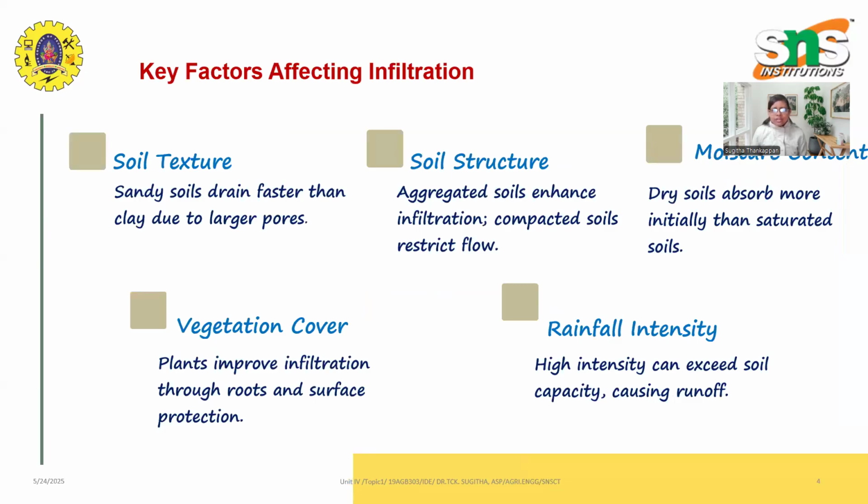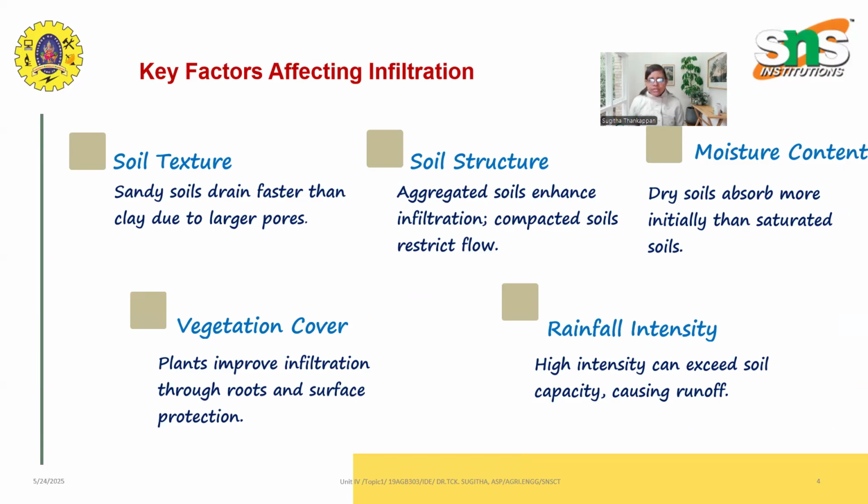Now, what are the factors affecting infiltration? First one is soil texture. How does the soil texture influence infiltration? In the previous video, we studied the three important components of a soil, that is sand, silt as well as clay. And you can remember the triangle that we learned, how it decides the soil type. Sandy soils have large pore size, so the drainage of the water will be faster. If you take clay soil, the pore size is very small and so the infiltration takes a long time.